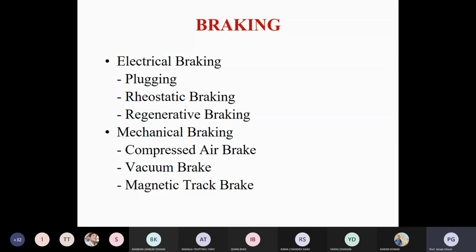Okay, so next one is plugging. Plugging means reverse braking, means reverse motoring. So the motor is going in the forward direction, but if you want, it can also go in the backward direction. But how? We should follow that plugging pattern. By using plugging, the motor, that means the locomotive, can come to the reverse direction.